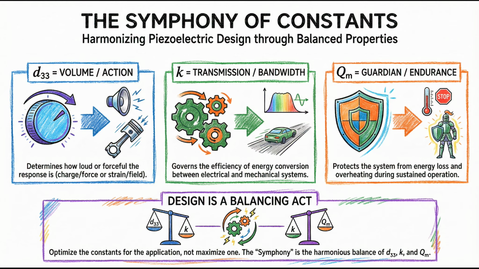In the end, it's a symphony. Think of d33 as your volume knob, k as your transmission for bandwidth, and QM as the guardian protecting your device from burnout. Mastering them is key to success.